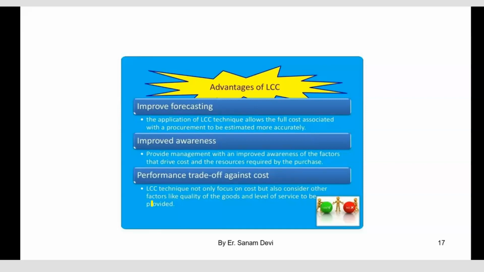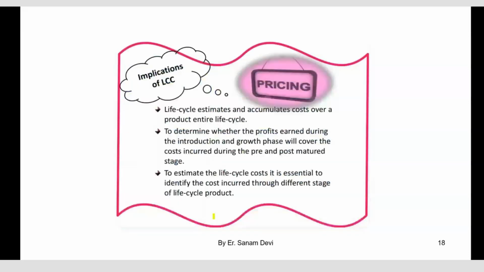For trade-off against cost, the LCC technique not only focuses on cost but also considers other factors like quality and level of service. Means here our quality will increase, the level of service will be increased. Pricing implication. Life cycle estimation and accumulation of cost over a product's entire life cycle. Means this will stay about the entire life cycle of the project. To determine whether the profit earned during the introduction and growth stage will cover the cost incurred during the pre or post maturity stage.